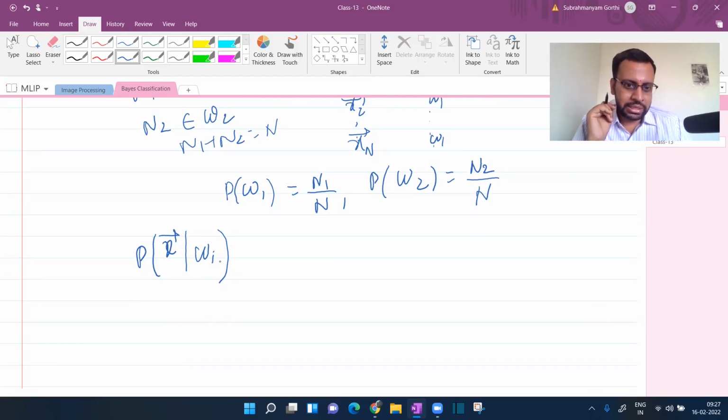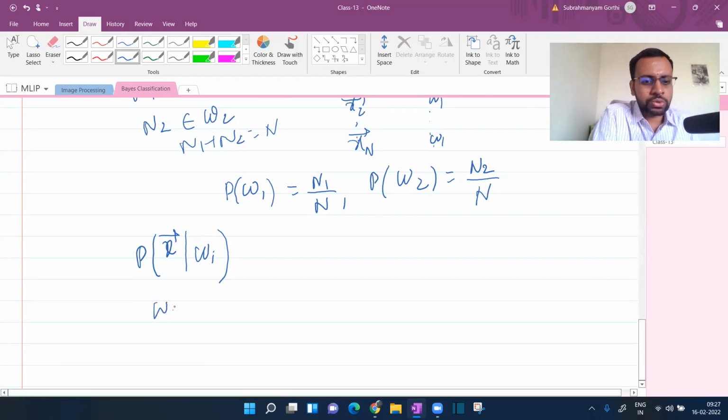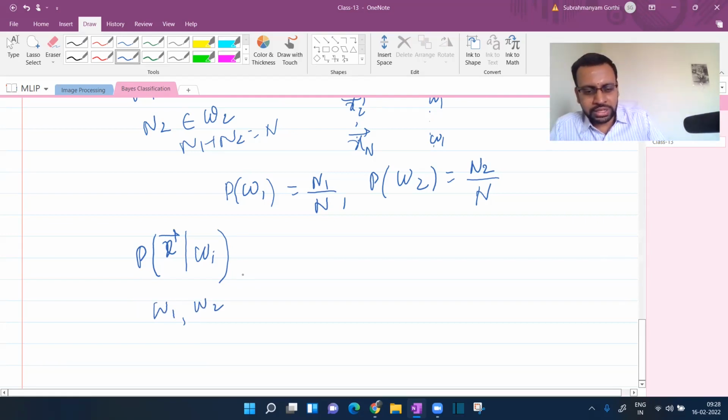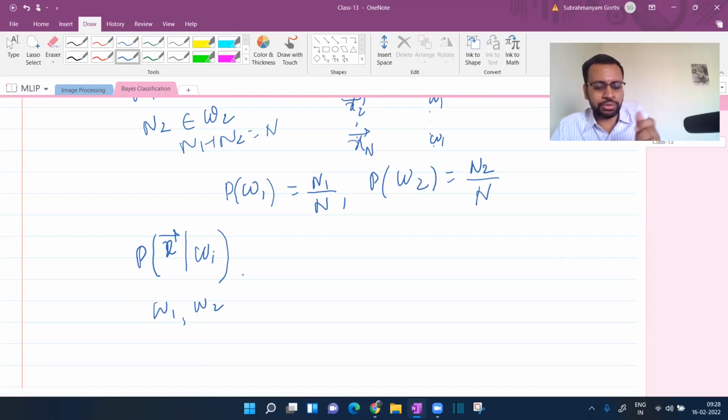So what we are saying here is, I'm already telling you that you have given me an x bar. I'm also telling you that I can take 1 and 2, so it can belong to either omega 1 or omega 2. So what is this probability telling you? What this probability should convey is that, given that it belongs to a class omega 1, what is the probability of having this x bar feature vector? That's what it is telling you.